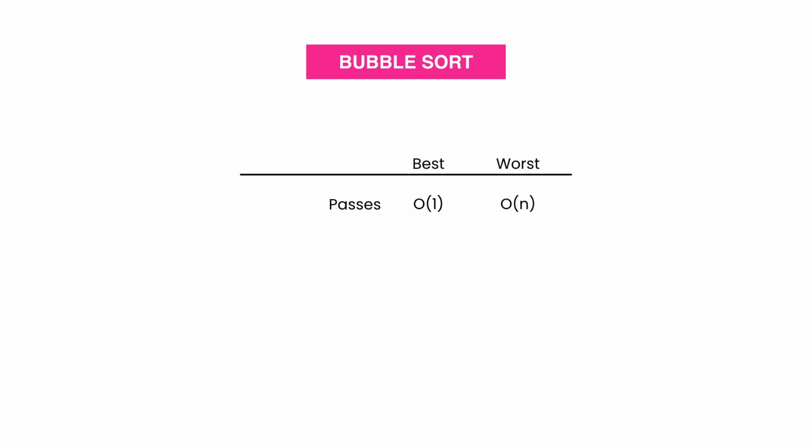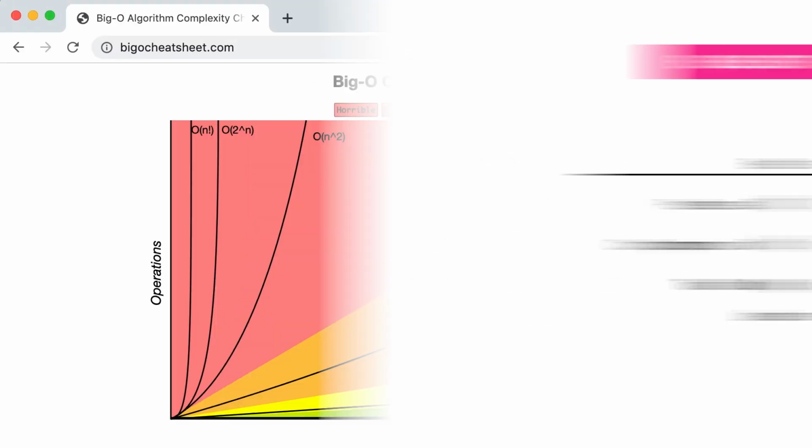Here we need n passes. Now, in each pass, we need n comparisons. Well, more accurately, n minus 1 comparisons. So if we have 4 items, we need 3 comparisons, right? So bubble sort runs in O of n, or linear time, in the best case scenario, and O of n squared, or quadratic time, in the worst case scenario.